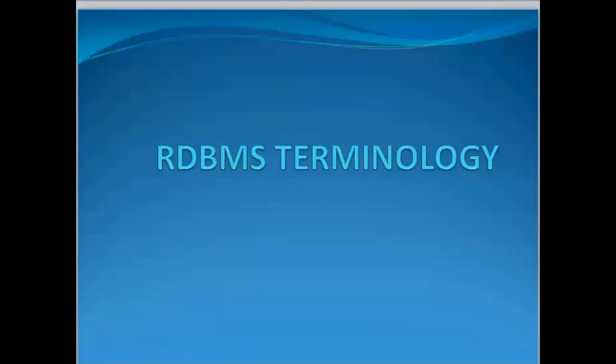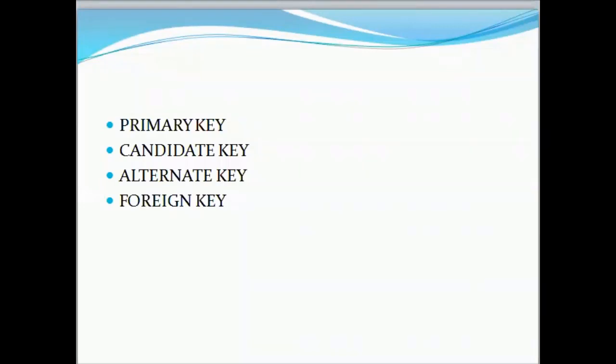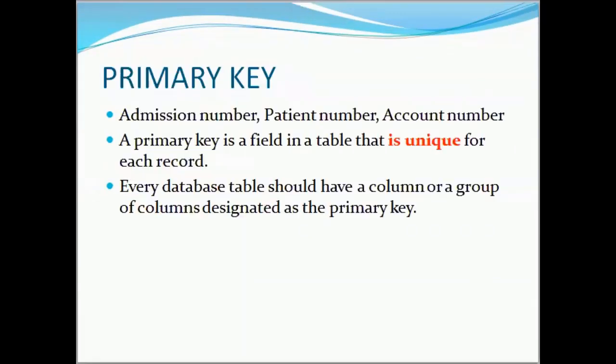Now let's see the RDBMS terminologies. Let's discuss the four keys in RDBMS. First one is primary key, second one is candidate key, third one is alternate key, and fourth one is foreign key. Primary key: every database should have a column or a group of columns designated as primary key.